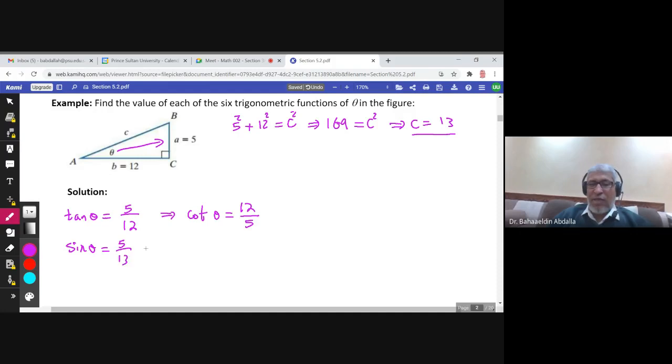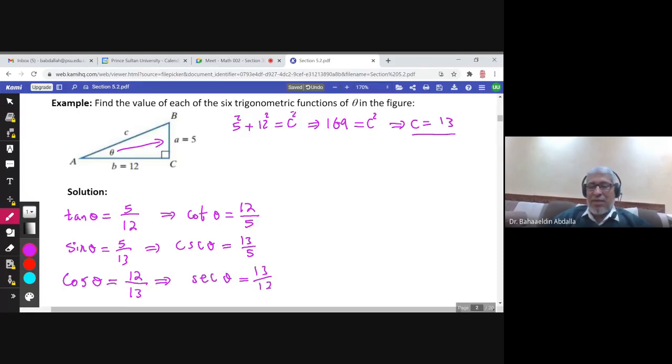And once you find sine theta, you can talk about cosecant theta, which is the reciprocal of sine theta. The last one is cosine theta. Cosine theta is the adjacent of theta, which is 12, over the hypotenuse, which is 13. The reciprocal of cosine theta is secant theta, and it is 13 over 12. So this is the answer of the question.